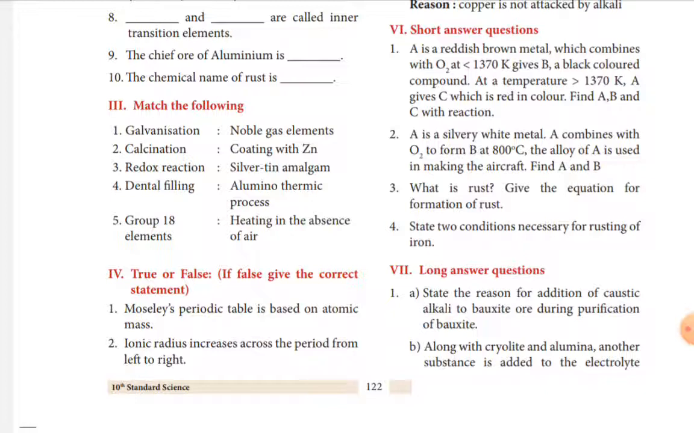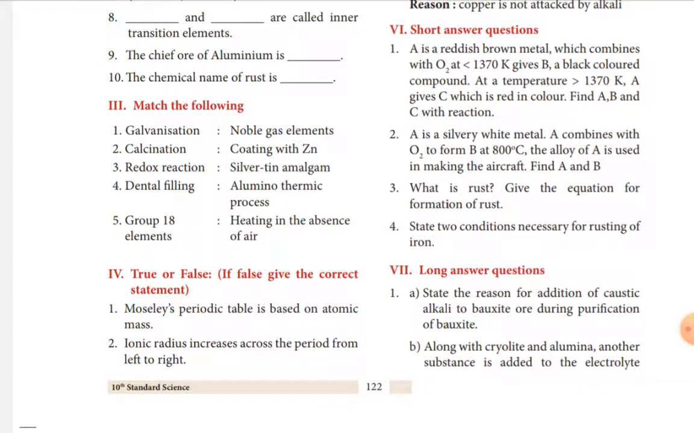Then match the following. Galvanization is nothing but coating with zinc. Calcination is the process of heating the ore in the absence of air. Then redox reaction, that is the aluminothermic process, and in this aluminothermic process, aluminum is acting as a powerful reducing agent. Then Tyndall filling, silver tin amalgam. Silver, tin and mercury, these three are taken, which is used to fill the cavities in Tyndall filling.